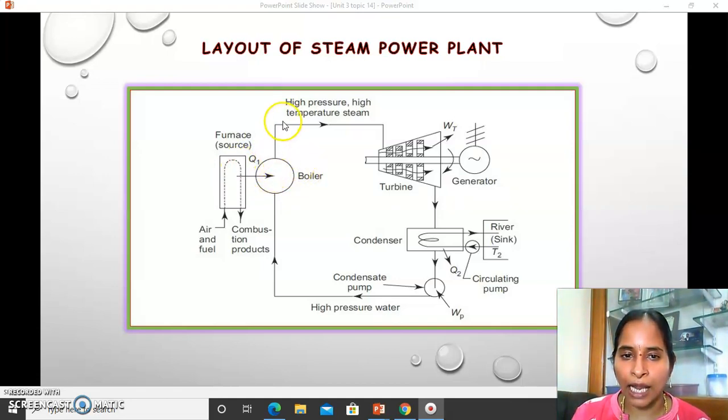The high pressure, high temperature steam produced by the boiler is supplied to the inlet of the turbine. The turbine has nozzles and blades as an integral part, in which this high pressure, high temperature steam gives its energy to the blades and makes the blades rotate at a faster rate.